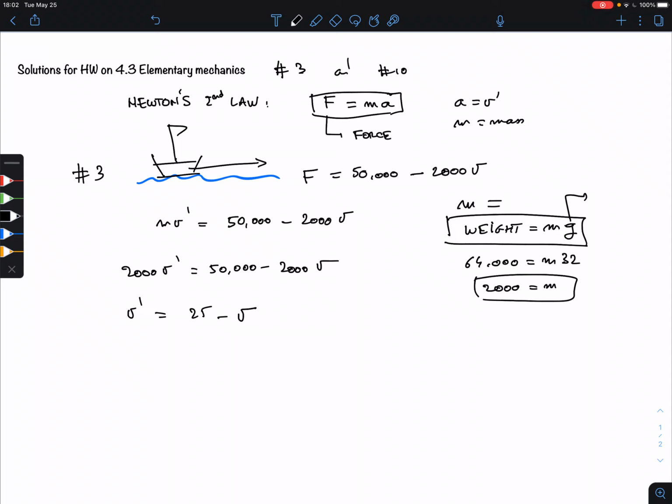Remember, this is actually a linear one. So you could do first the homogeneous and then find the particular solution.